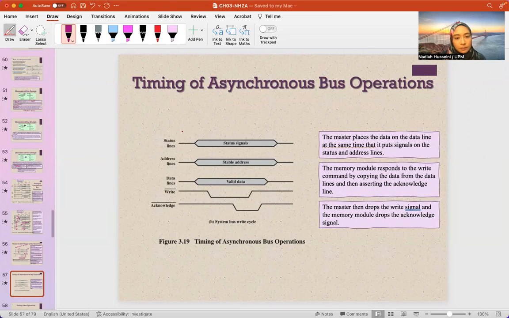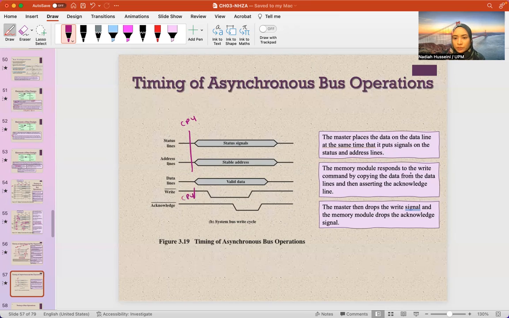Okay, so again, this is our CPU. Let me just write it here. The CPU puts in the status signal, controls everything, and it puts in the stable address. And here, the memory module responds to the write command. Oh, sorry, I skipped a step. The CPU puts in the stable address and the status signal, and then once it stabilizes, it triggers the write signal. This is also the CPU, triggers the write signal.